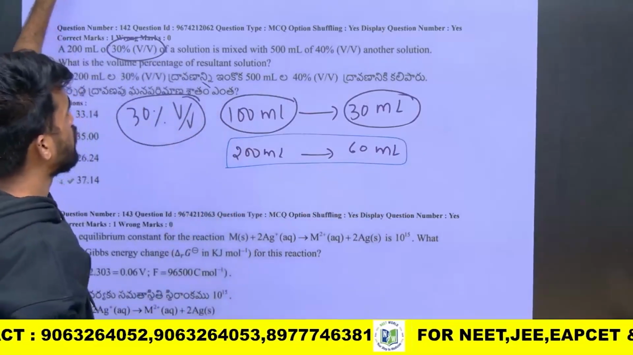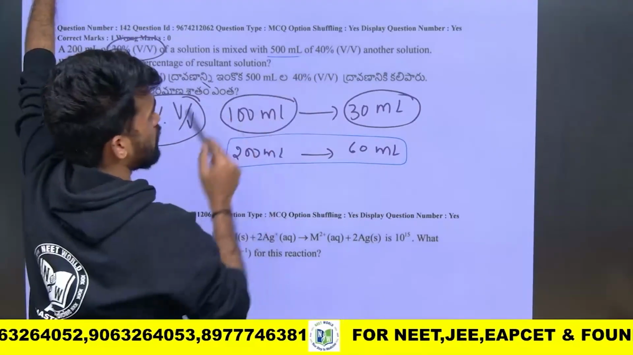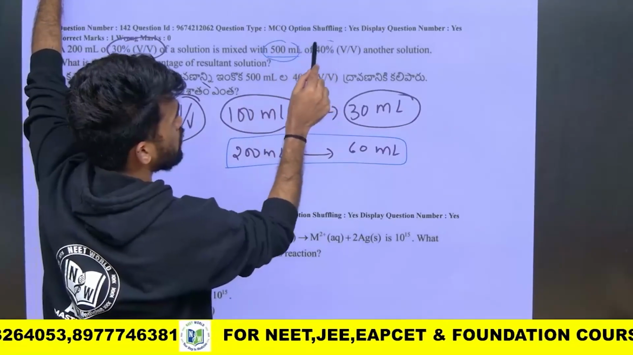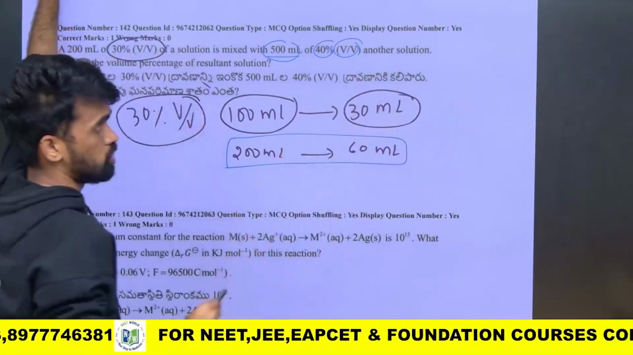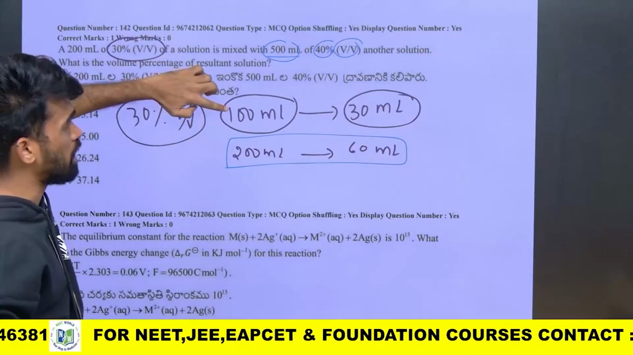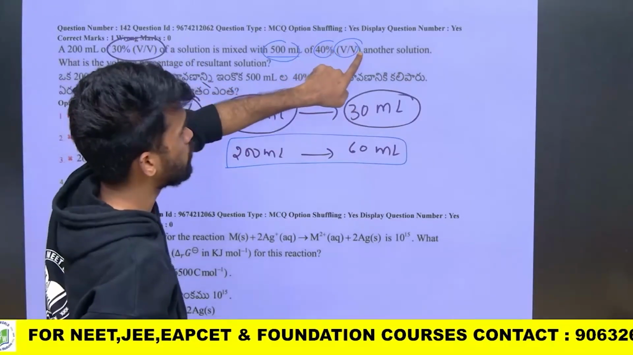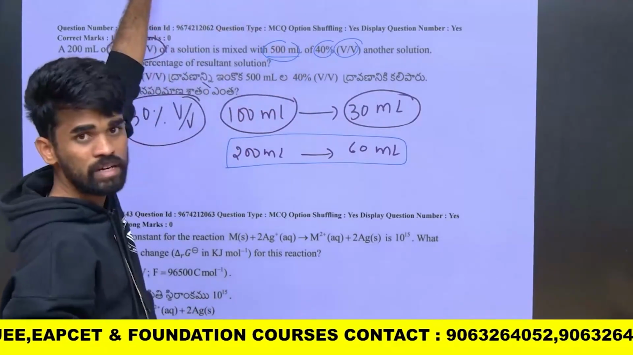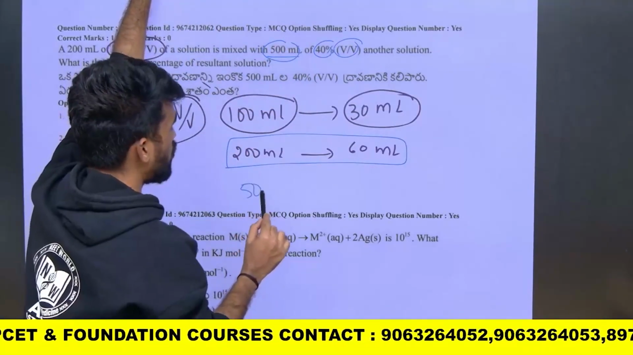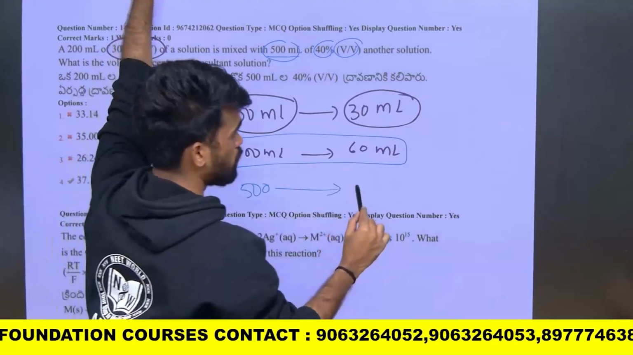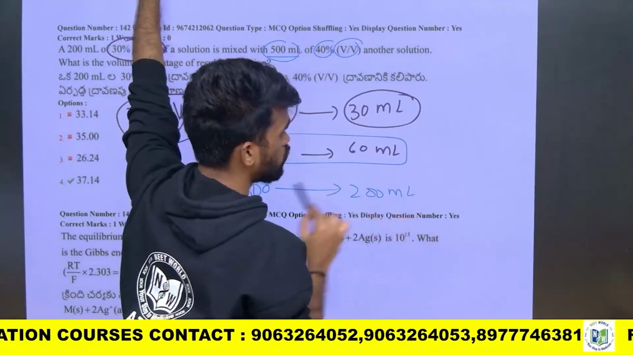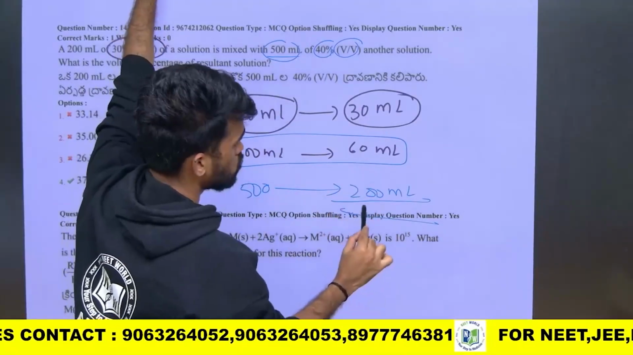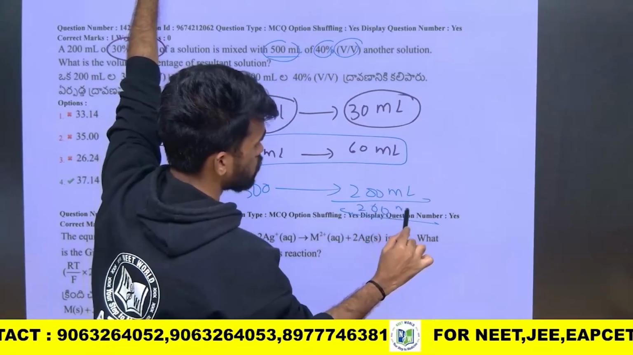Keep it aside. Next, with 500 ml of another solution, 40% volume by volume. It means for every 100 ml, there will be 40 ml of solute. So for every 100, 40. For every 500, 40 into 5, 200 ml of solute will be there. So what is the total ml of solute? It will be 260 ml of solute.